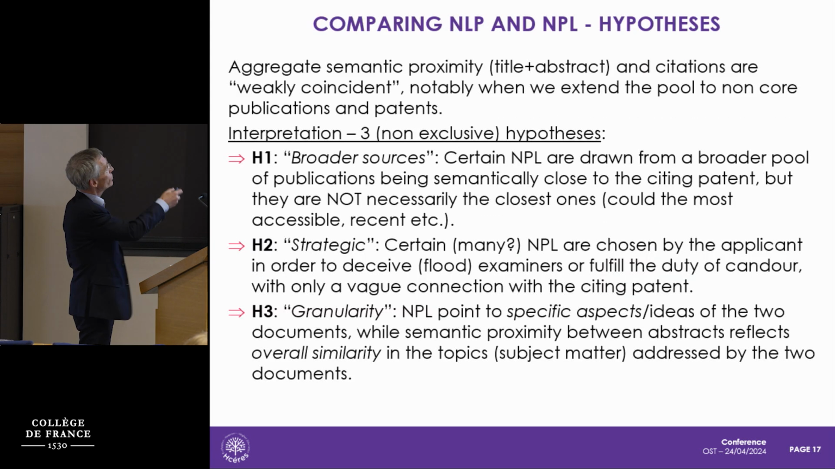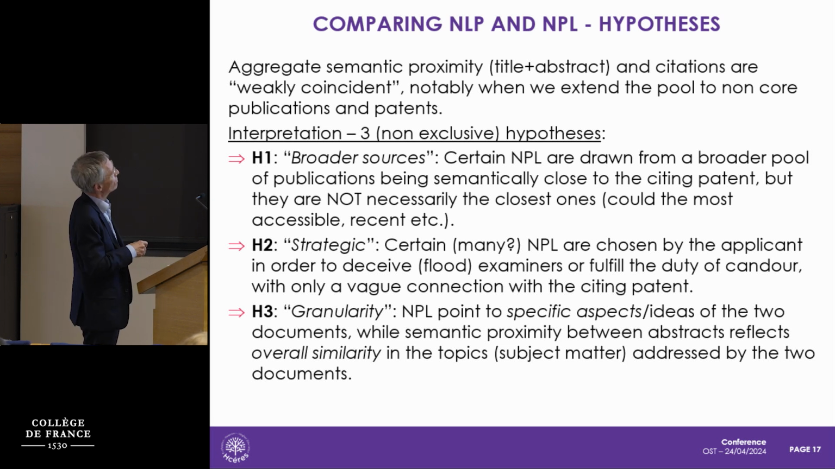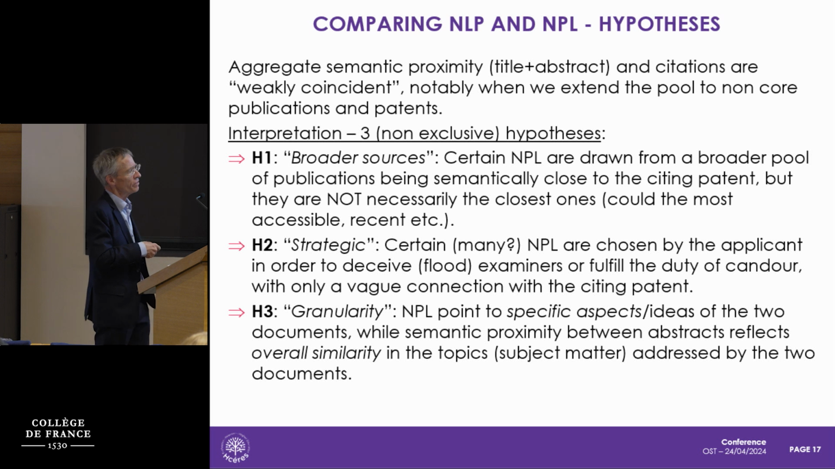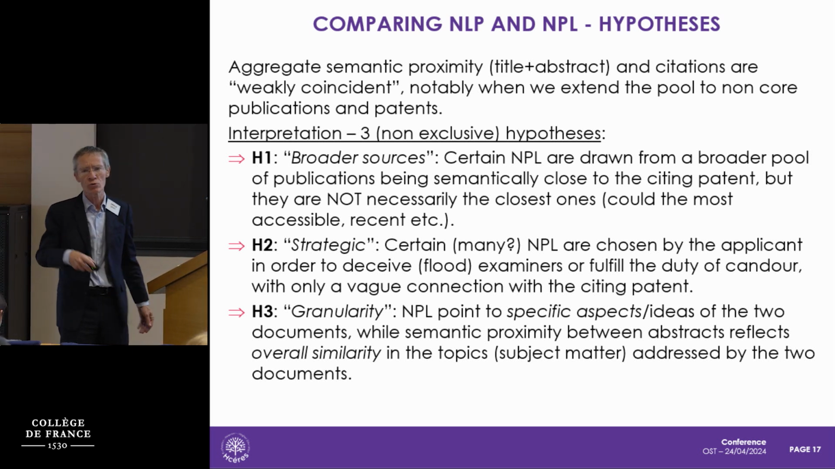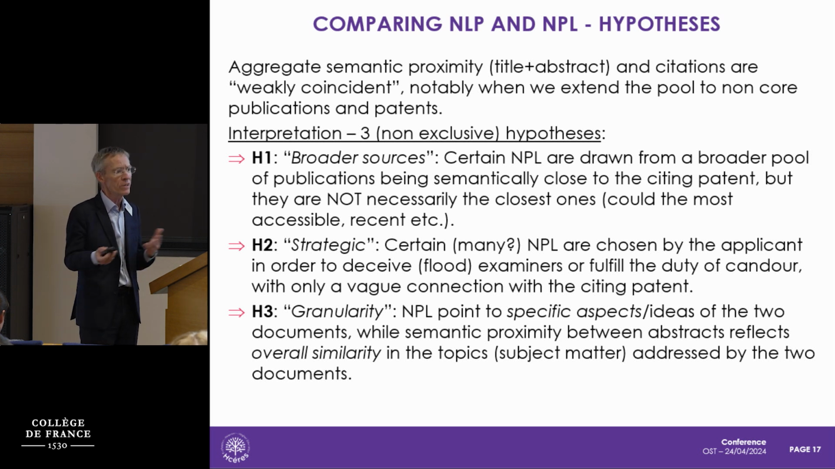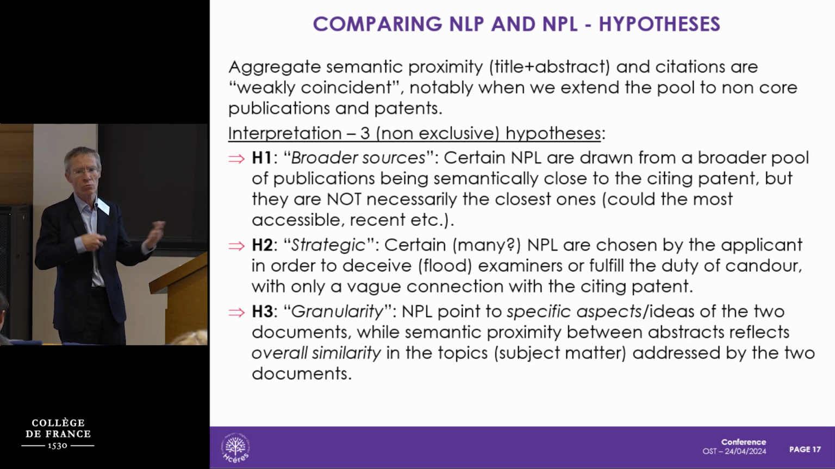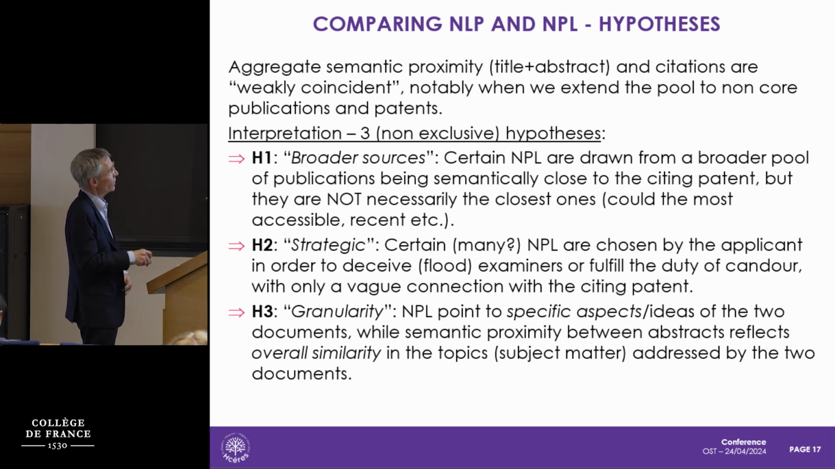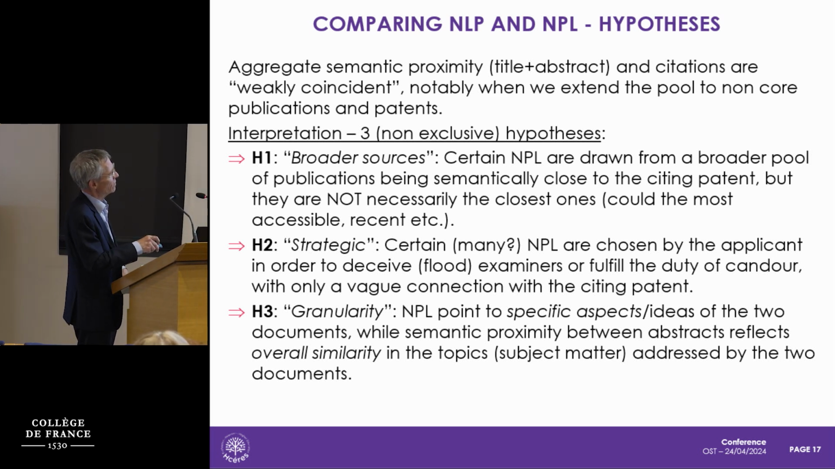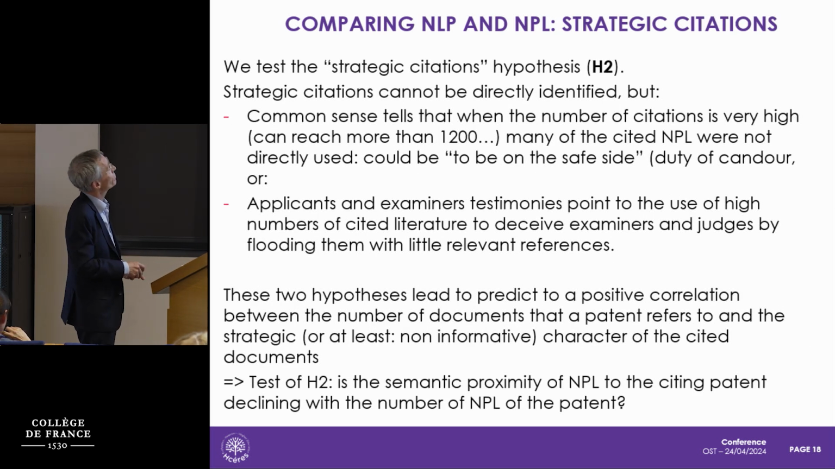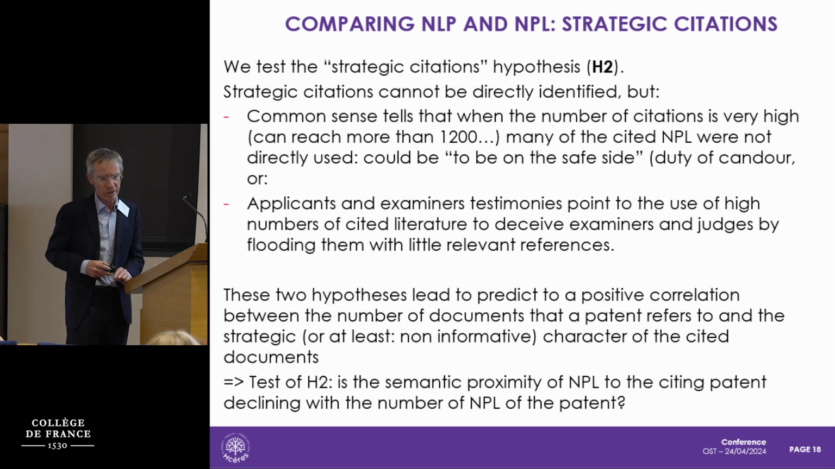We submitted 3 assumptions, of which I will look at the second and the third one. The first one refers to some randomness in the data. You have many possible documents that could be related, and for whatever reason, the examiner or the applicant would pick one or the other. The 2 other ones point to certain sorts of either biases or a sort of meaning of these indicators. So the first assumption is about strategic citations.